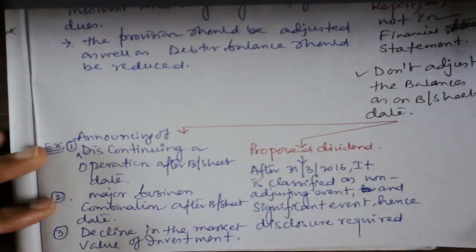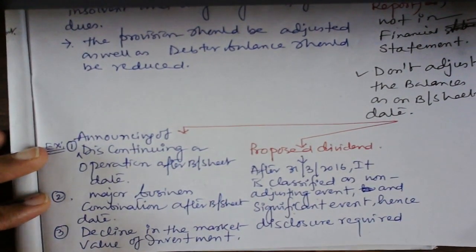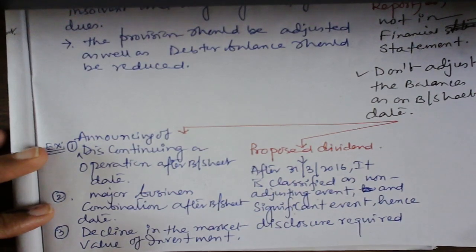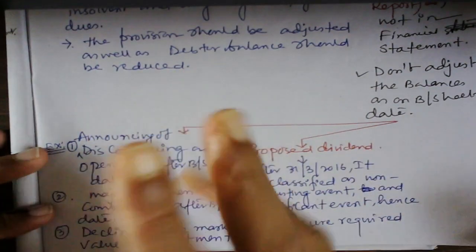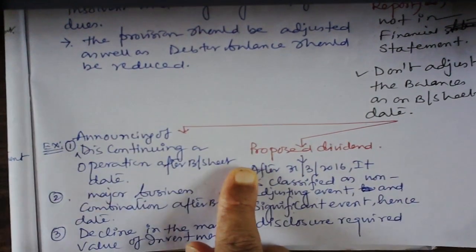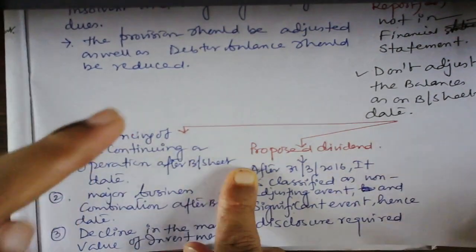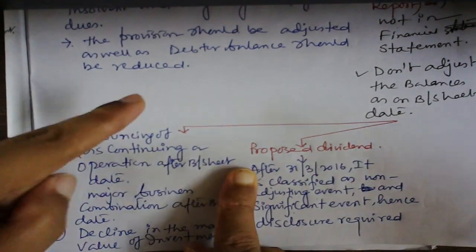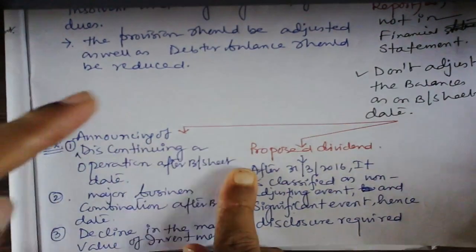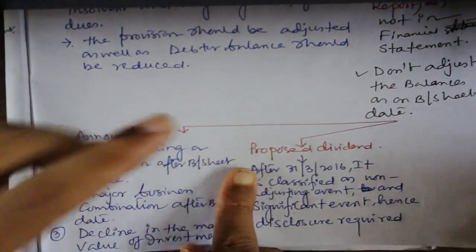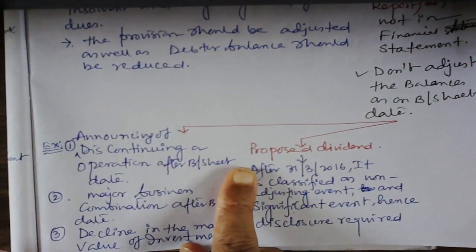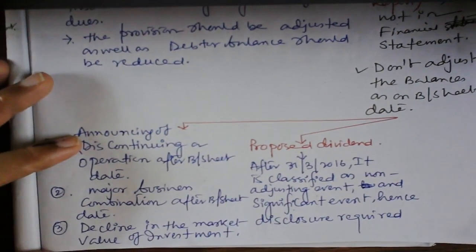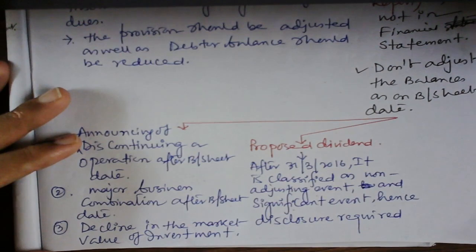So sir, I have understood clearly the events which are called adjusting and non-adjusting. For a non-adjusting event, we don't do any accounting. In simple language, two words: don't do any accounting. If you want to disclose, you can disclose, provided it is a significant or material event. Otherwise, no adjustment is required at all. So this is the basic concept of adjusting and non-adjusting, done.